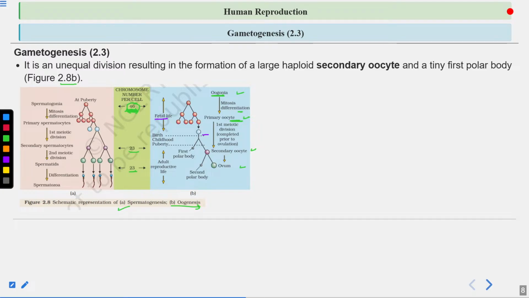Okay, then there is birth, then there is the childhood stage, then the female attains puberty. When the female attains puberty, then the primary oocyte, which is present in the tertiary follicle, will divide to form a large haploid secondary oocyte. So this is the large haploid secondary oocyte, and a small polar body is formed. So this is the first polar body.